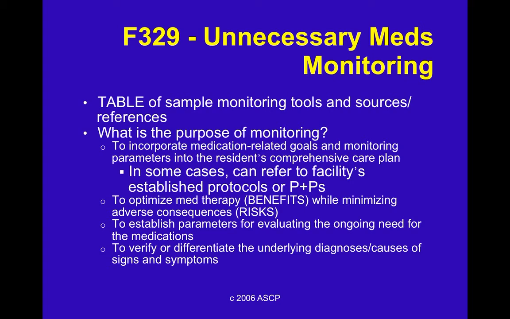Sometimes the facility may establish protocols for appropriate monitoring. For example, somebody's on a diuretic, whether it's hydrochlorothiazide or furosemide. You want to find out what is the indication. If it's hydrochlorothiazide for hypertension, obviously we want to check their blood pressure. Based on their age and conditions, what would their target blood pressure goal be? And are they meeting that? How often should we check their blood pressure?